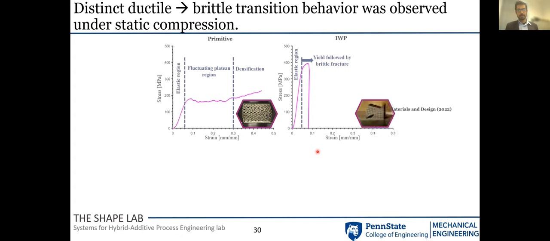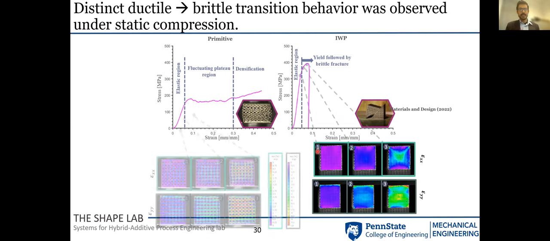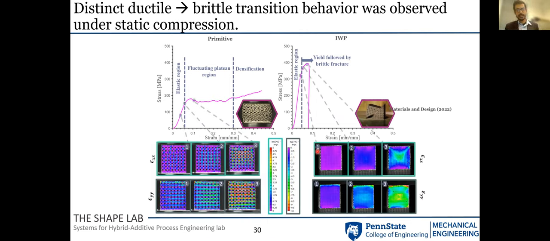And even more interestingly, if you look at the plateau region, it is pretty nice and wide with strength in the case of primitive, whereas in IWP, it actually did not. So this gives us some indication that if we are careful about the designing phase, knowing what is going to be the loading condition, whether it's for static or for fatigue, we can have pretty distinct mechanical behavior that could mimic that of human bone as well.